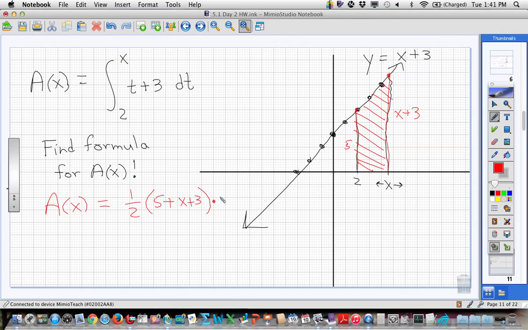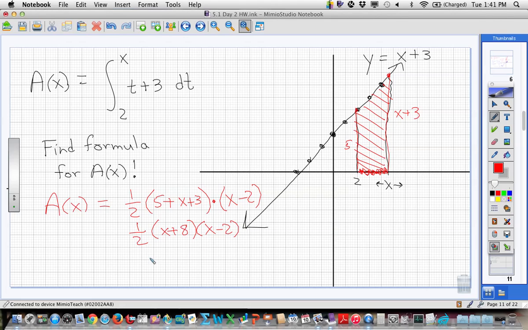And then times, what is our height here? Wouldn't that be x minus 2? I mean, if that was a 7 there on the right edge, it'd be 7 minus 2. It'd be 5. So it's x minus 2. All right. Oh, okay, so we got a little work to do. So this would be x plus 8, and this would be x minus 2.